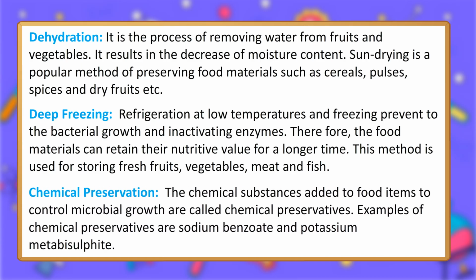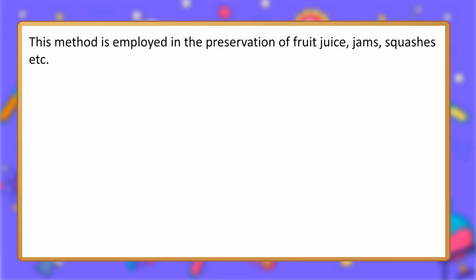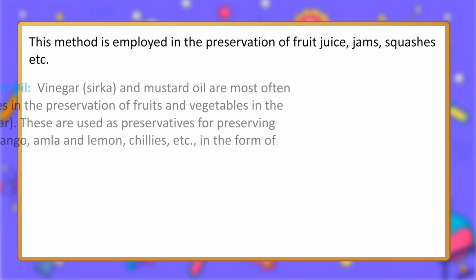Chemical preservation. The chemical substances added to food items to control microbial growth are called chemical preservatives. Examples of chemical preservatives are sodium benzoate and potassium metabisulfite. This method is employed in the preservation of fruit juice, jams, squashes, etc.